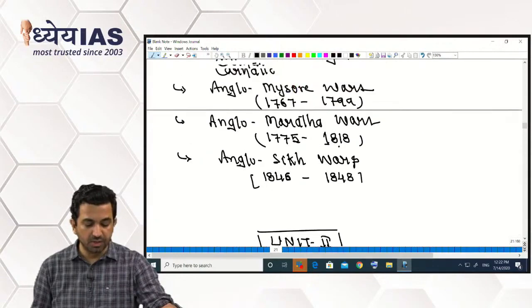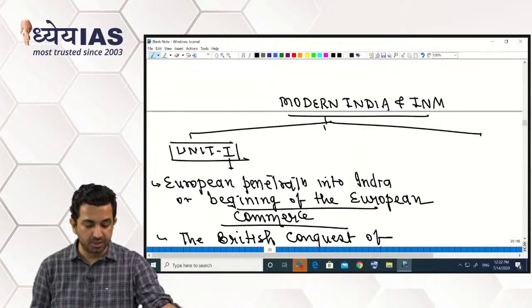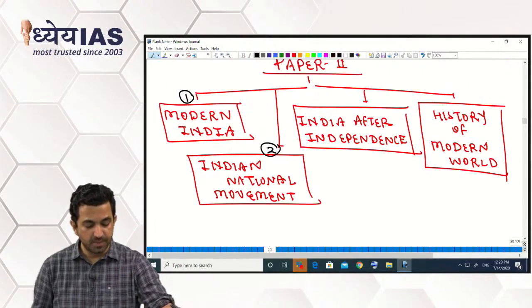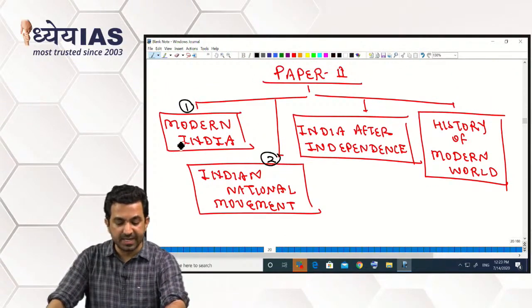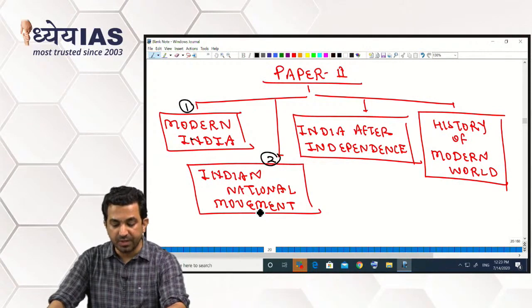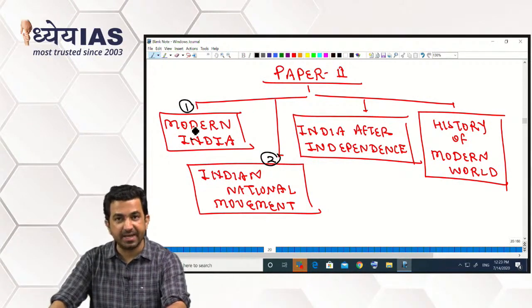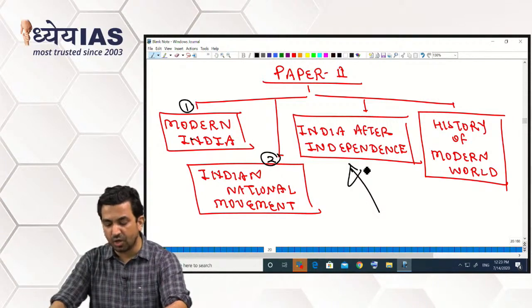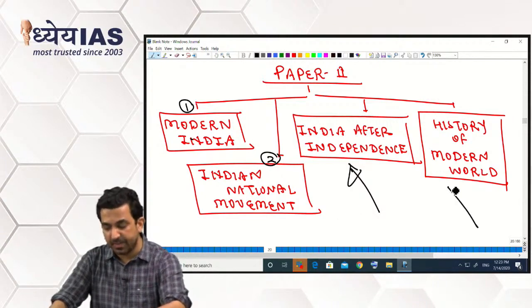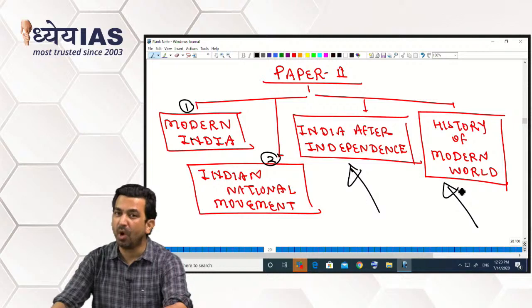So this is all about the organization of our syllabus of paper 2, in two parts, modern India and Indian national movement. So we are going to start with modern India and Indian national movement, followed by several topics of India after independence and history of modern world.